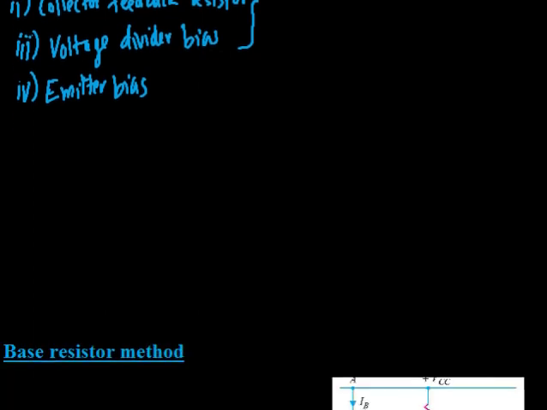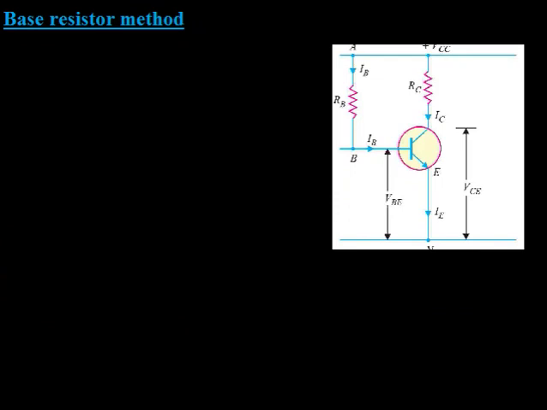As the name implies, the circuit of a base resistor method contains a resistance Rb connected in the base of the transistor circuit. One end of the base resistor Rb is connected to the base, and the other end of the base resistance Rb is connected to the plus VCC. So here we will have a plus VCC. Now we will analyze the circuit. Here this one represents a NPN transistor.